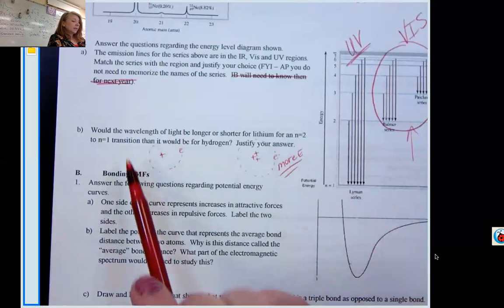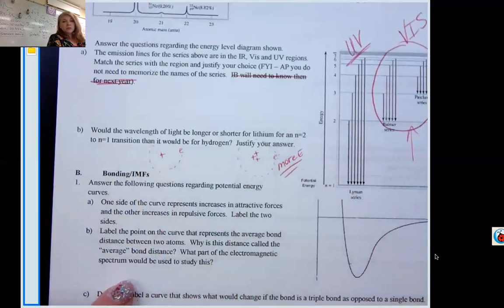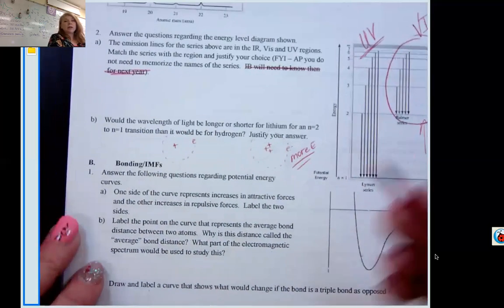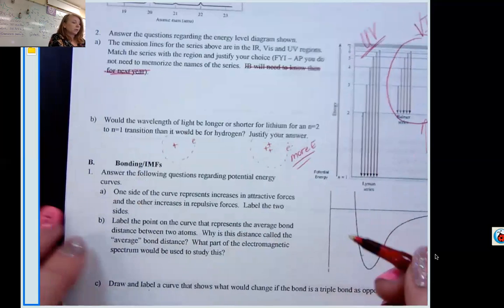Now, the question wasn't asking about energy. It says, will the wavelength of light be longer or shorter for lithium? So you need to understand the relationship between wavelength and energy. The longer the wavelength, the less energy. So it's actually an inversely proportional relationship.